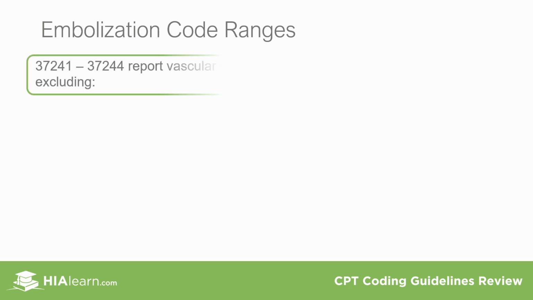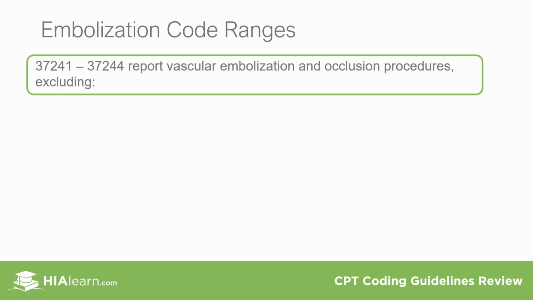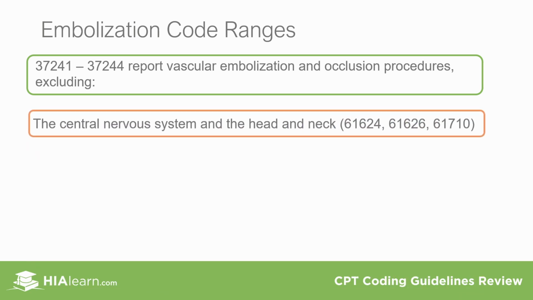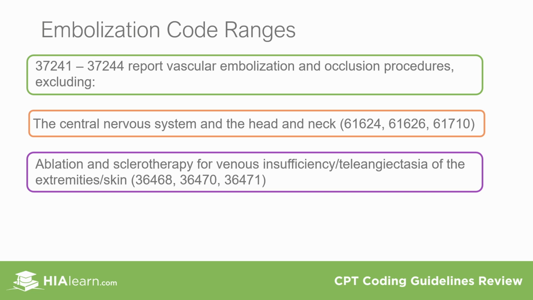Codes 37241 to 37244 report vascular embolization and occlusion procedures, excluding those performed on the central nervous system and the head and neck, which are reported with 61624, 61626, and 61710, and ablation and sclerotherapy for venous insufficiency or telangiectasia of the extremities or skin, which are reported with 36468, 36470, and 36471.